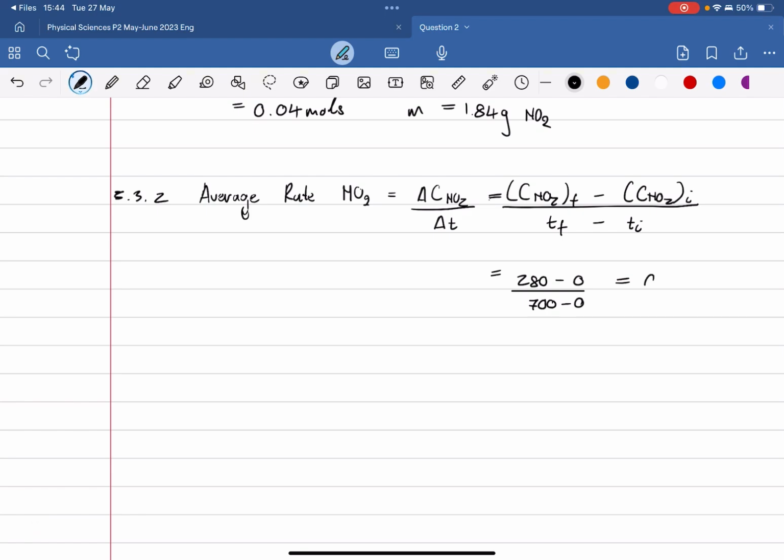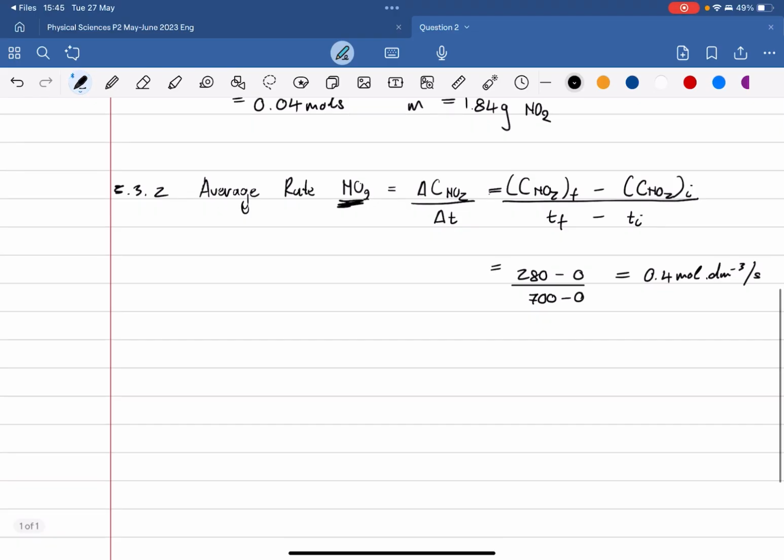That tells us that the rate of production of the NO2 gas is 0.4 moles per decimeter cube per second. Okay, and that is the average rate of the NO2. But that's not what the question asks. The question is asking for the average rate of the oxygen gas. So how do we get that?